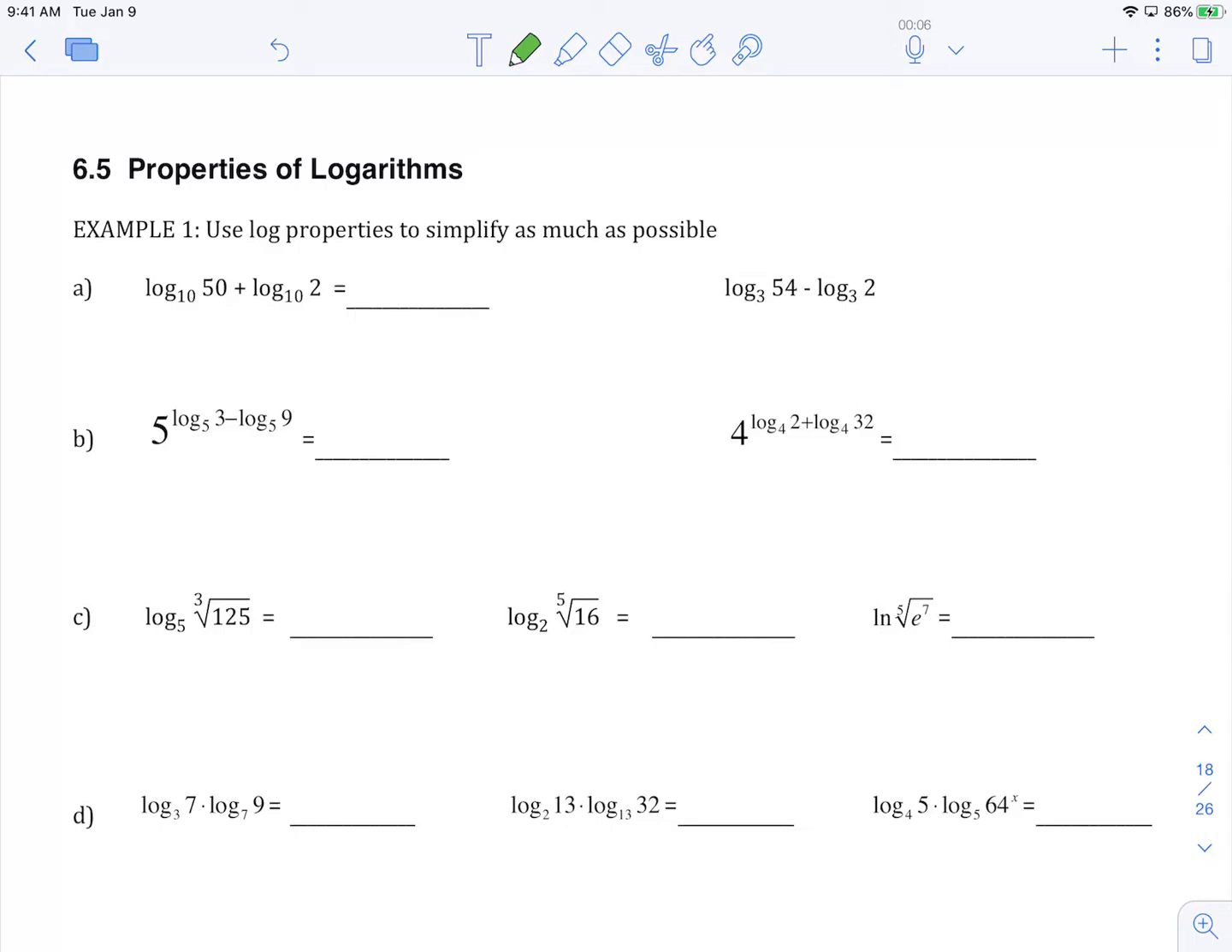Okay, welcome to part 3. This is the last part here. So now we can have a little bit of fun with these properties.